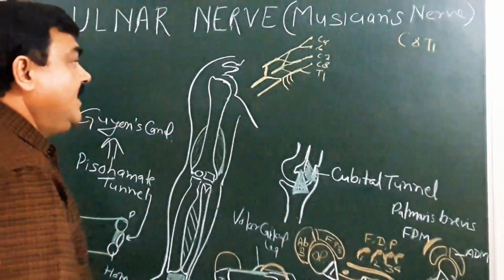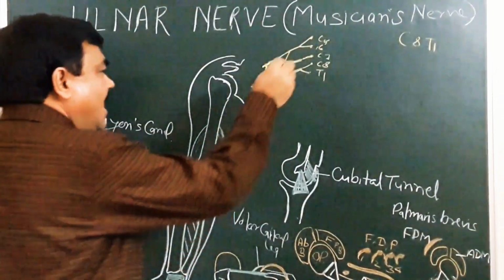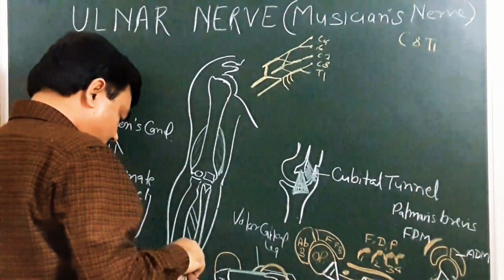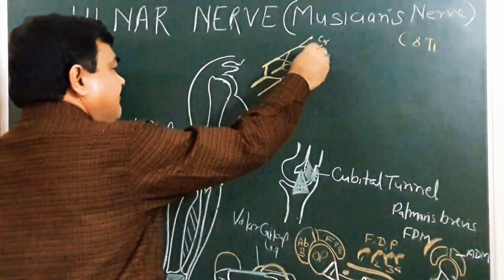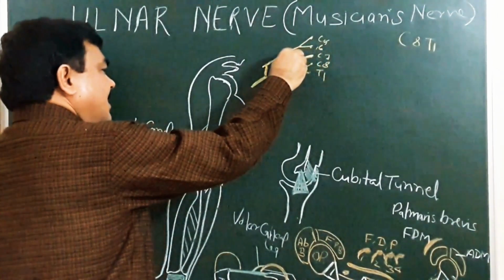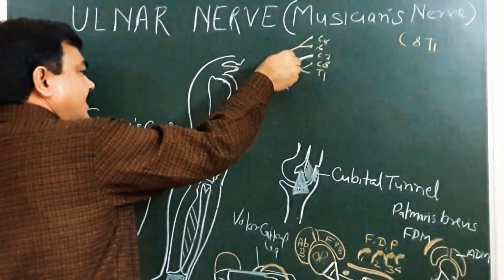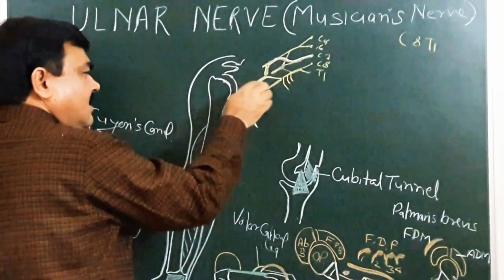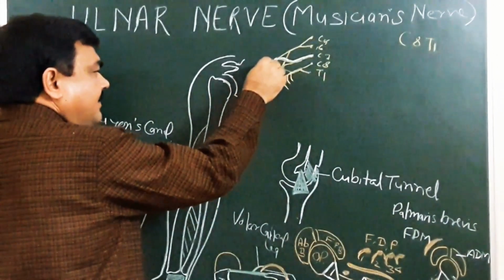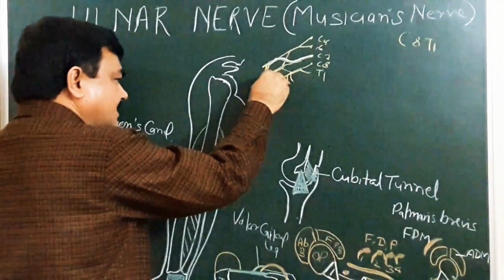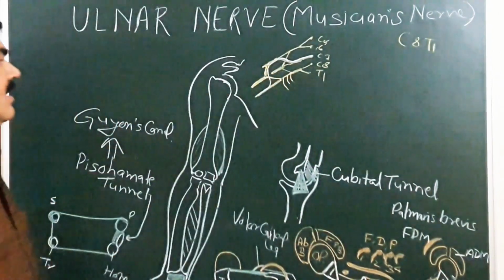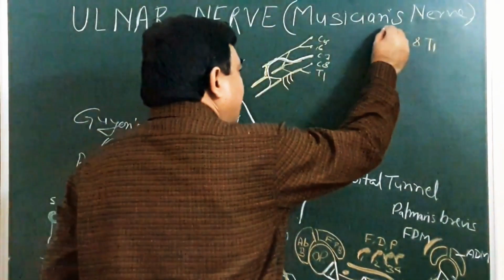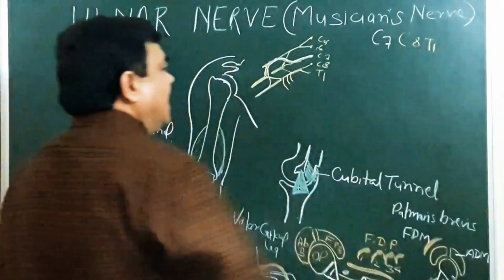It also contains, in 95% of cases, fibers from C7. I am making it in a different color. This is a fiber from C7. This is a fiber from C7. It goes into the lateral cord. From the lateral cord, then the lateral root of the median nerve. From here, this fiber joins this ulnar nerve. This C7 fiber, so its root value is C7, C8 and T1.